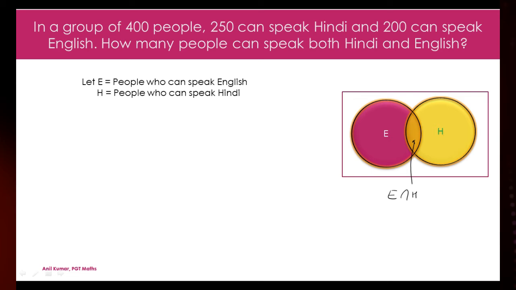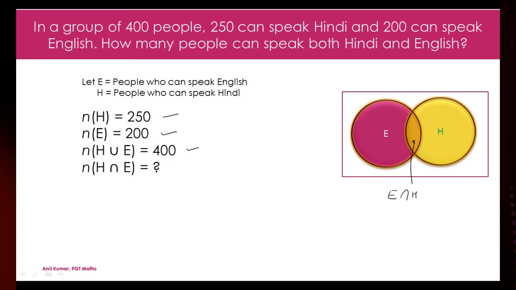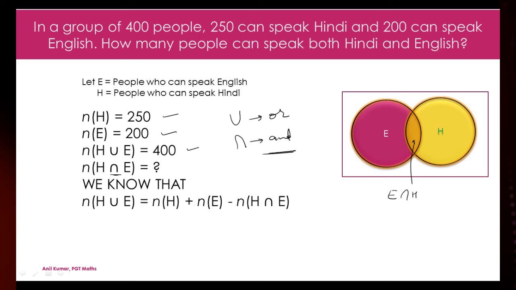Okay, now let's write them. The number of people who can speak Hindi is 250. The number of people who can speak English is 200. And the union is given as 400, so this purple and yellow portion together is 400. We have to find the number of people who can speak both languages. See, union stands for OR. Whenever you find intersection, that stands for AND. So we have to find H intersection E. Now we know that H union E is the number of elements in H, this purple portion, plus this yellow portion, minus the common portion. So let's put the values.